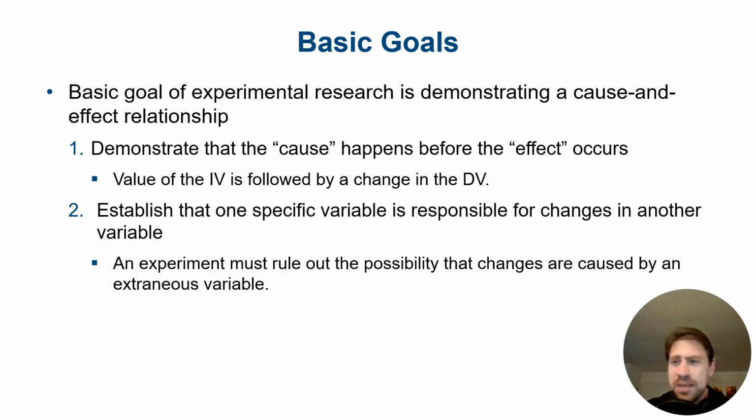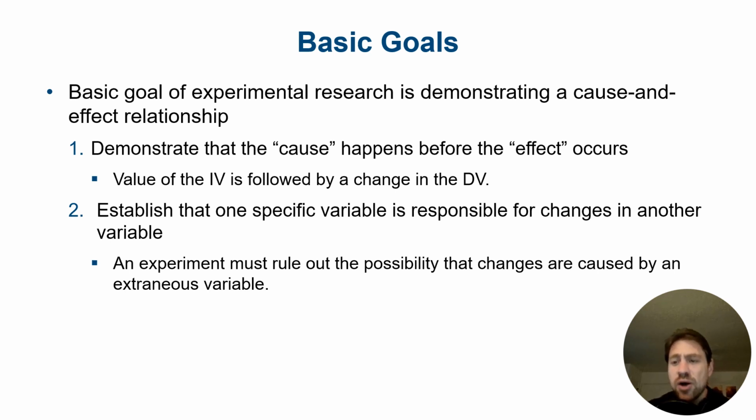All right, so the basic goal of an experiment, a true experiment, is to establish a cause and effect relationship between your variables. So in other words, what you want to show is that changing one variable, the independent variable that you manipulate, reliably causes some change in some other variable. That's the dependent variable that you measure.